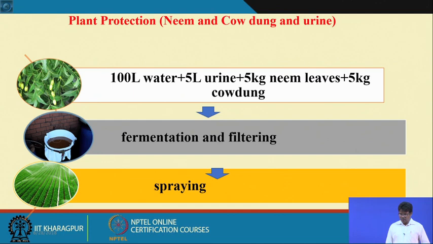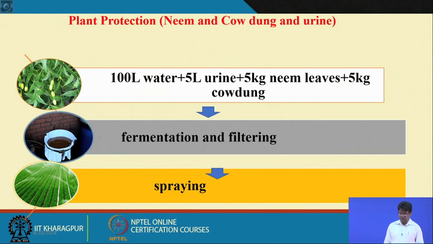And the other one uses neem, cow dung and urine together. You can see 100 liters of water, 5 liters of urine, 5 kg neem leaves and 5 kg cow dung. The chopped neem leaves and the cow dung are mixed together, then left for fermentation for 1 week. After 1 week, this can be filtered and sprayed directly on the crop field. This way, this can also control many pests and diseases.